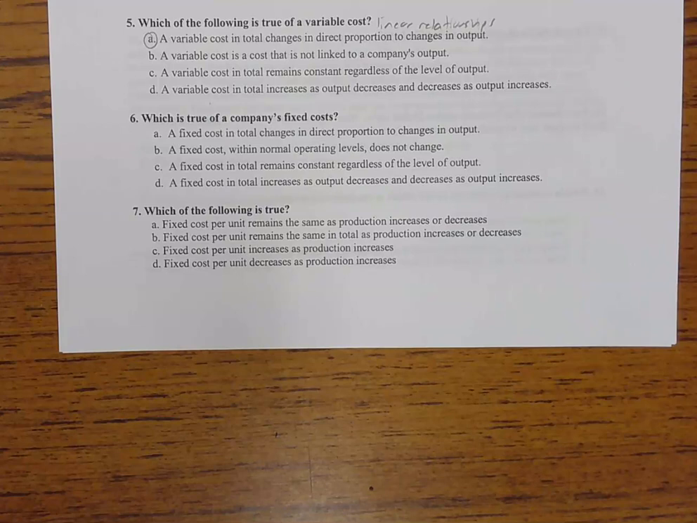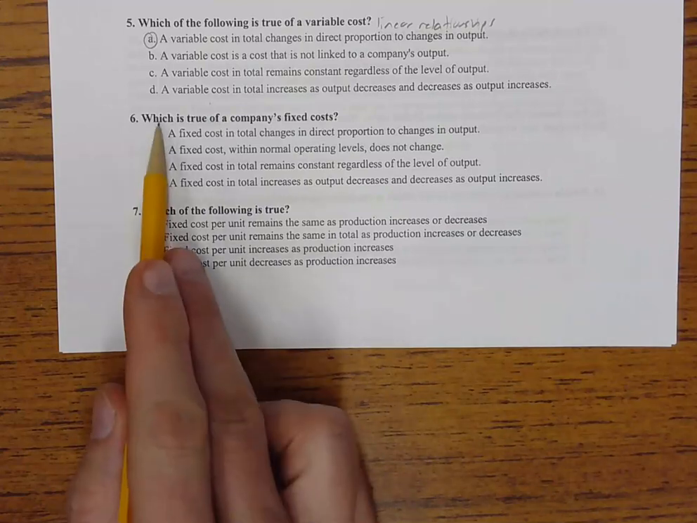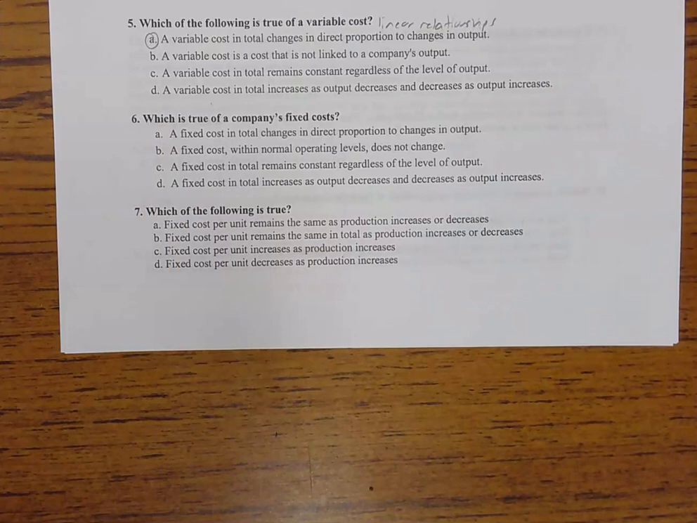Okay. Question 6 says, which is true of a company's fixed costs? Okay. So letter choice A says a fixed cost in total changes in direct proportion to changes in output. Well, now I believe that is the exact same as answer choice A from the previous question, except we switched out the word variable with the word fixed. So A describes a variable cost, as we've already indicated.